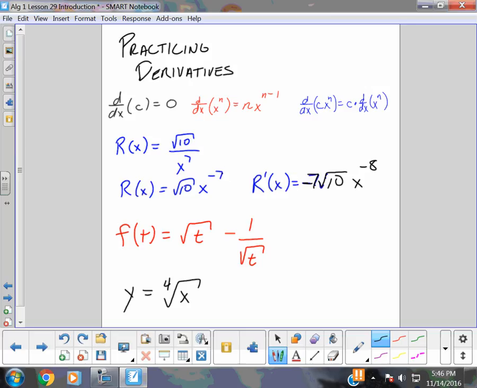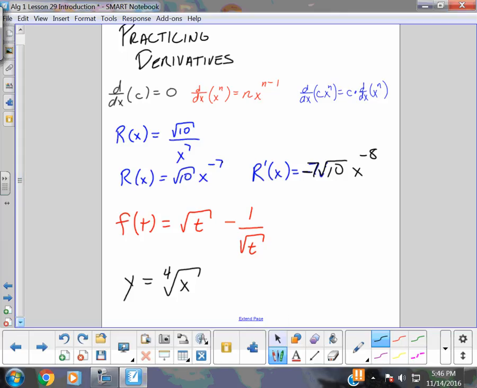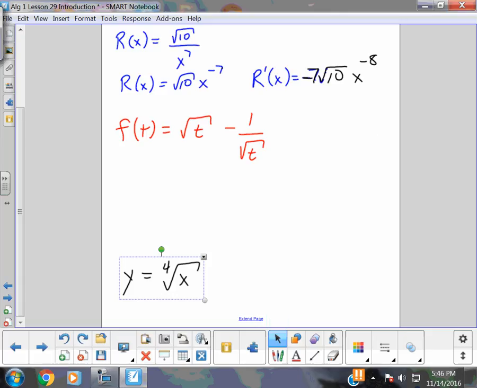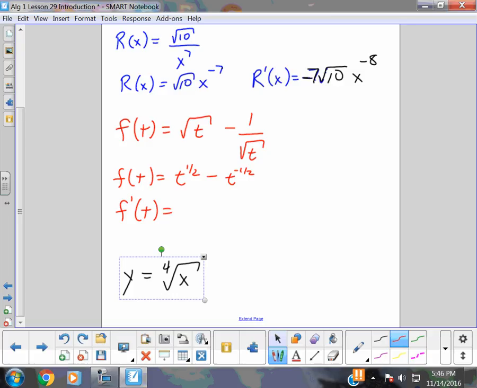On the next one, the red function, I'm going to rewrite this in fractional exponent form first. So f of t equals t to the half, minus 1 times t to the negative half, so I just make it negative half. And now taking the derivative again, it's as fast as we can do the power rule, bring it down, 1 half, t, 1 half minus 1 is negative half. Negative half times negative 1, here's a negative 1 here, so it's plus half, t to the negative 3 halves. And that's the derivative of f of t.